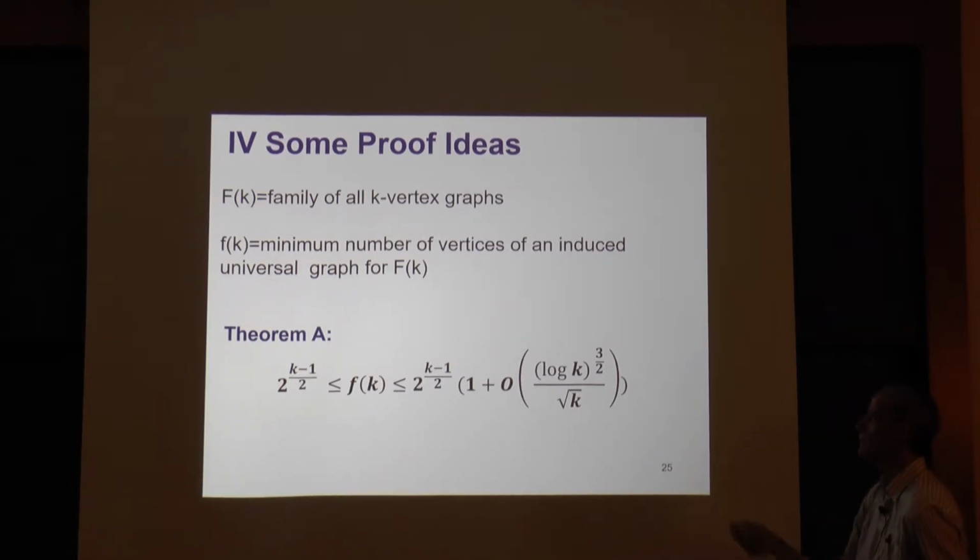the family of all k-vertex graphs. And as before, little f of k will be the minimum number of vertices in an induced universal graph for F of k. And here is just the statement of the theorem. Now, I wrote it with some explicit bounds for the error term. So the lower bound is 2 to the (k minus 1) over 2. This is Moon's lower bound, the counting lower bound, and the upper bound is this, and the error term is this times log to the 3/2 over square root of k. This is what the proof gives. There's no reason to think that this is tight, certainly not, but okay.